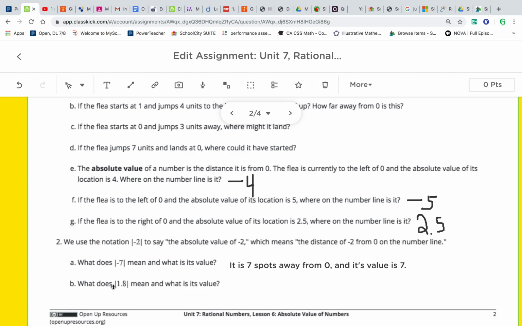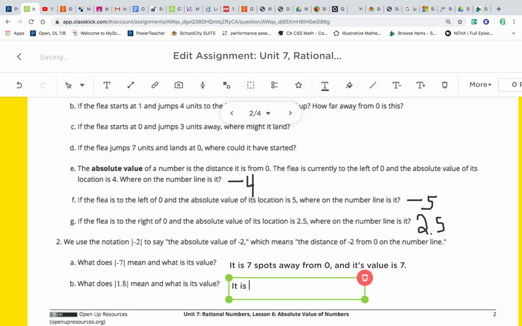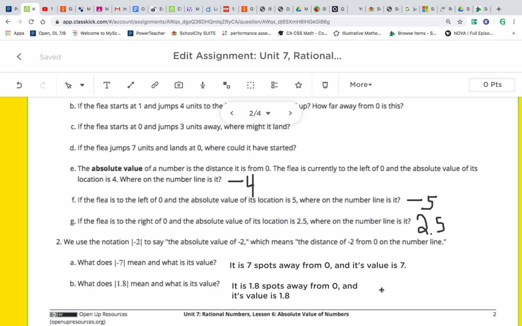So what does the absolute value of 1.8 mean, and what is its value? Well, it means that it is 1.8 away from 0, and its value is 1.8. So we can say that here. It is 1.8 spots away from 0, and its value is 1.8. So the value is always going to be positive when you're talking about absolute value.